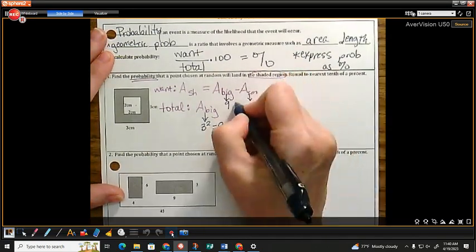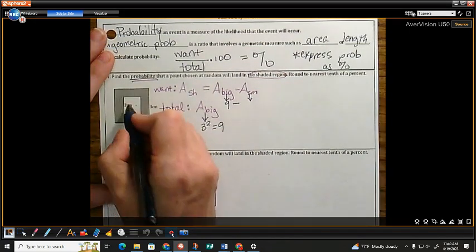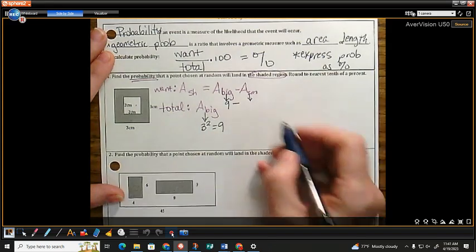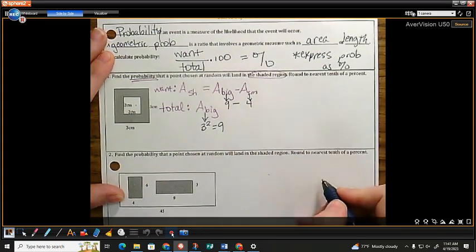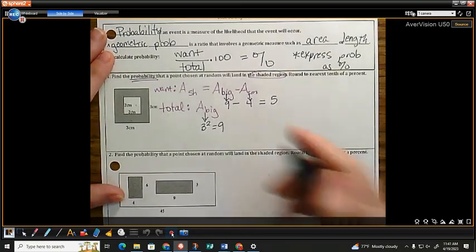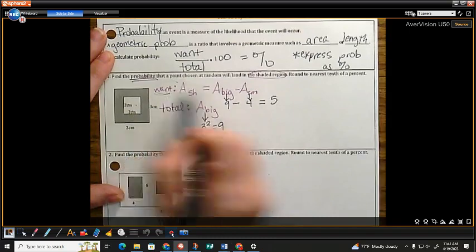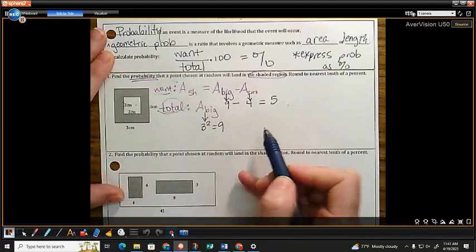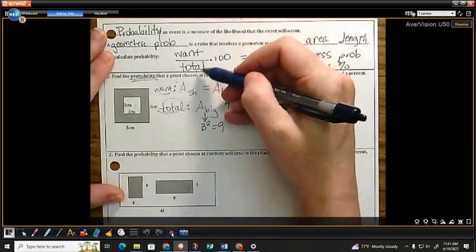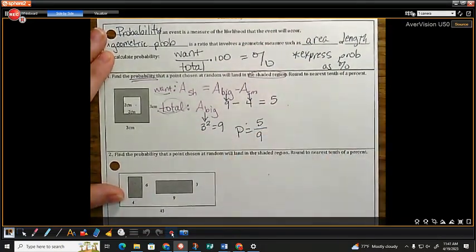How do I get the area of the small guy? 2 squared, which is 4. So the stuff I want is going to become how much? It's 5, and I'm not even using units yet, okay? And so now, do I have the amount I want? Yeah. Do I have a total? Yeah. So you're going to put your want over your total. So your 5 goes over 9 to give you your probability.